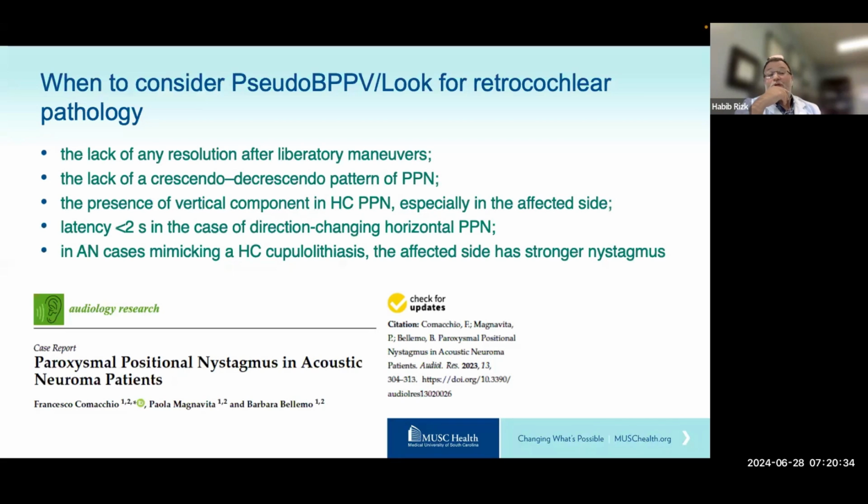So the pearl of this case, which we encounter actually pretty frequently in similar cases, is to always look for a pseudo BPPV and look for other pathologies when patients have had a decent course of vestibular therapy and they're not responding, and make sure that the therapist has really tried all the maneuvers that are present in their armamentarium.